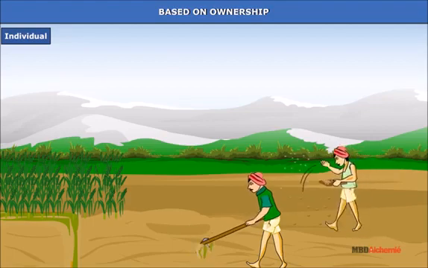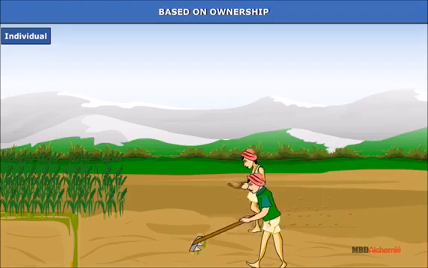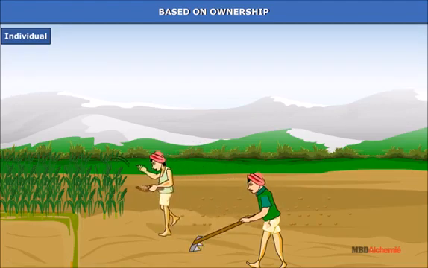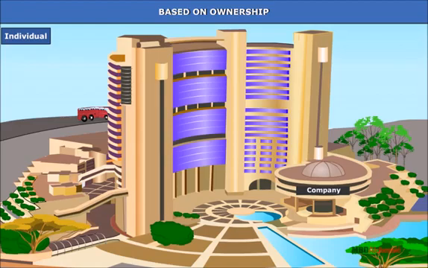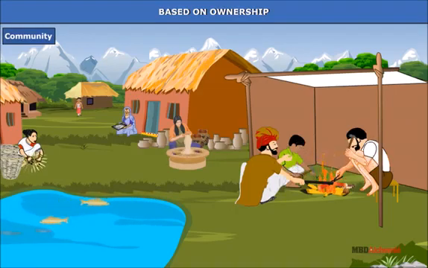Individual resources. These are resources privately owned by individuals or groups. For example, land owned by an individual, a family, or groups of people organized in companies. Community-owned resources. Many Adivasis do not believe in private ownership of land, forests, and water bodies. They consider these resources as owned by the community.